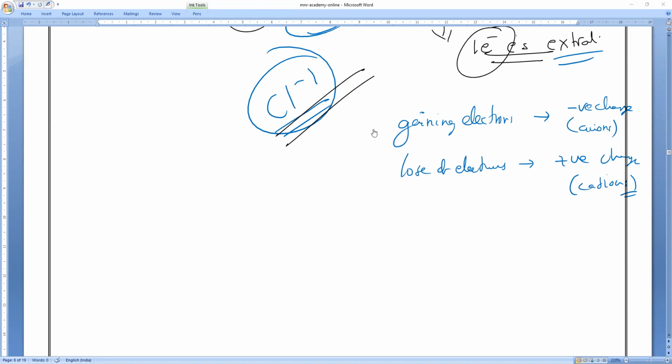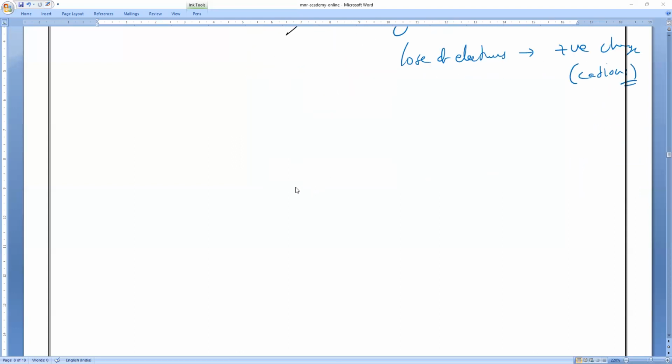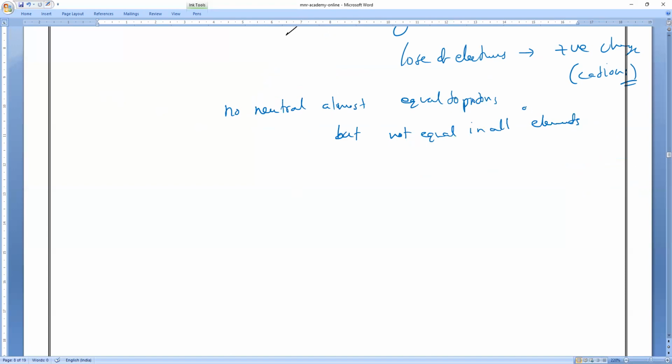So now the question is, sir, how are you finding that chlorine contains 17 protons? That is based upon the atomic number. Atomic number means, tell me everybody. And one more thing, remember, Lingesh: the number of neutrons is also almost equal to protons, but not equal in all the elements. Do you understand?